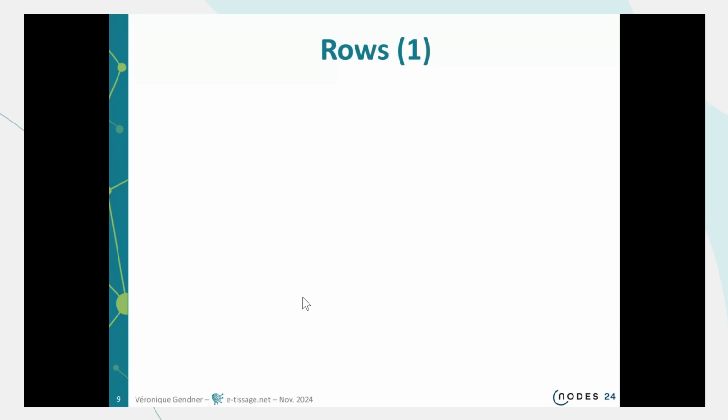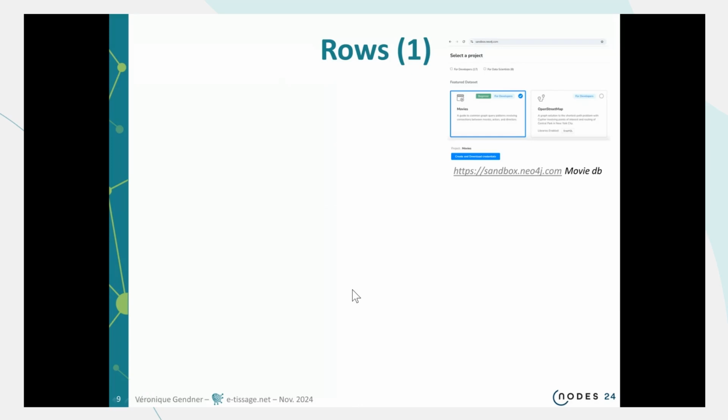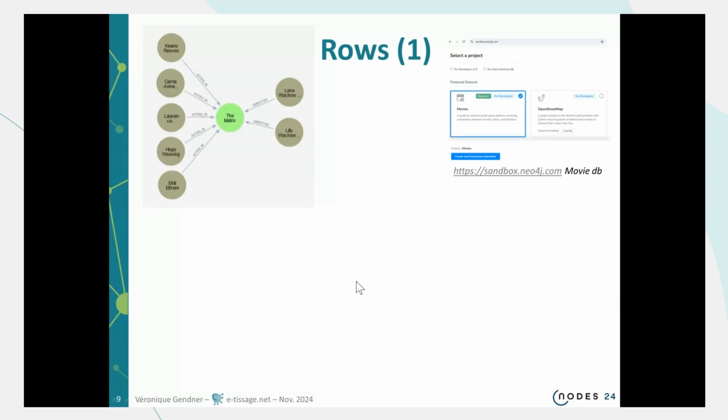So the first thing we want to minimize is the number of rows. Then what are rows? Let's take the sandbox movie database that you can try for yourself here. It has two node labels, Movie and Person. And for example, The Matrix has 5 actors related and 2 directors.